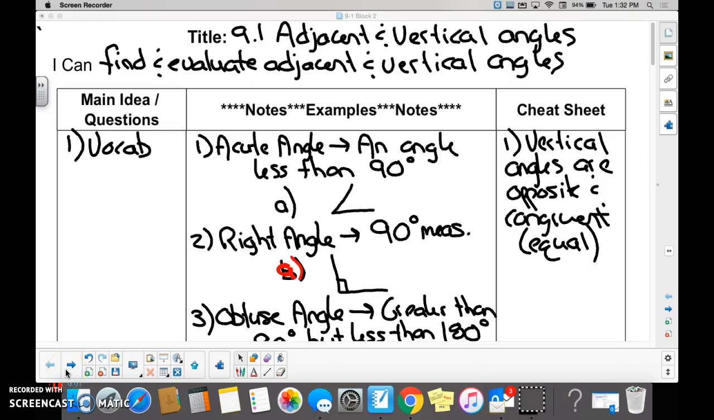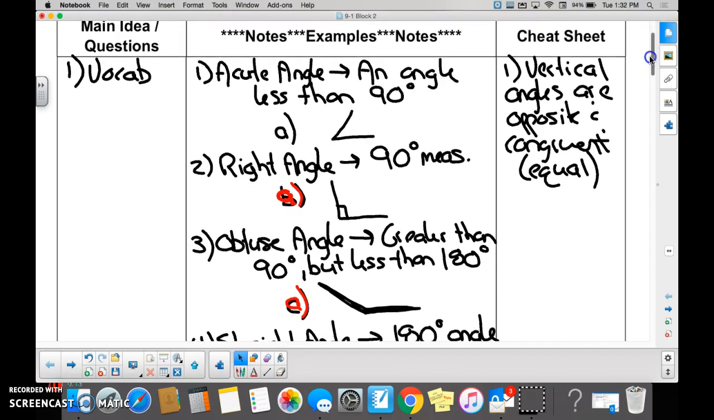9.1 adjacent vertical angles. I can find and evaluate adjacent vertical angles. All right, you guys, so we have got to be able to calculate adjacent vertical angles when given them in a diagram. The first thing, though, is we got to go through a lot of vocab.